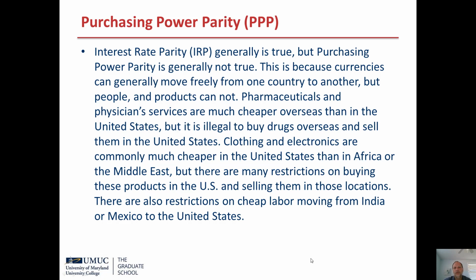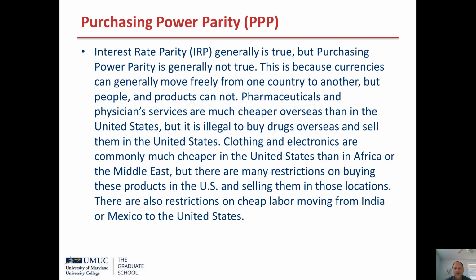So as mentioned, interest rate parity is generally true, but purchasing power parity is not. For example, things like pharmaceuticals and physician services are much cheaper outside the United States because it is illegal to purchase a drug outside the US and then arbitrage it by selling it in the US. And physicians who are licensed in Dubai or China or some other country cannot easily move to the US and practice their services due to licensing laws. This results in Americans paying far more for healthcare than they would under an international free market system.